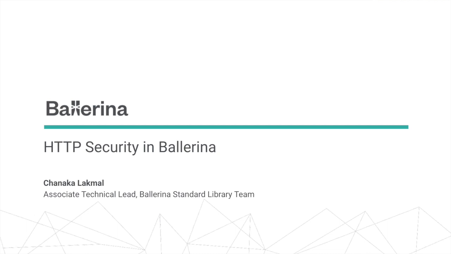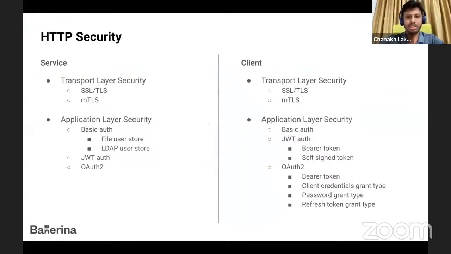Okay, in this section, we are going to discuss how to secure our HTTP service and HTTP client in Ballerina. In both HTTP service and client, we can categorize security methods into two sections: transport layer security and application layer security. As you can see in the presentation, we have options like SSL, TLS, and MTLS under transport layer security, and basic auth, JWT, OAuth and OAuth2 under application layer security. The only difference here is how we configure the Ballerina service or the client.